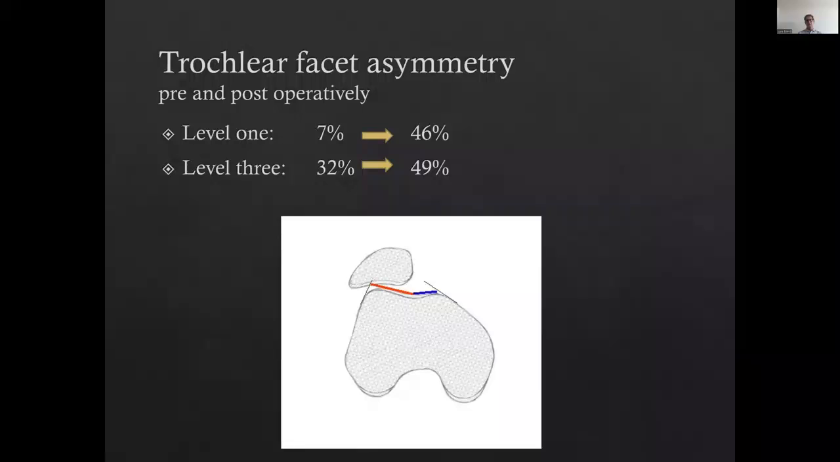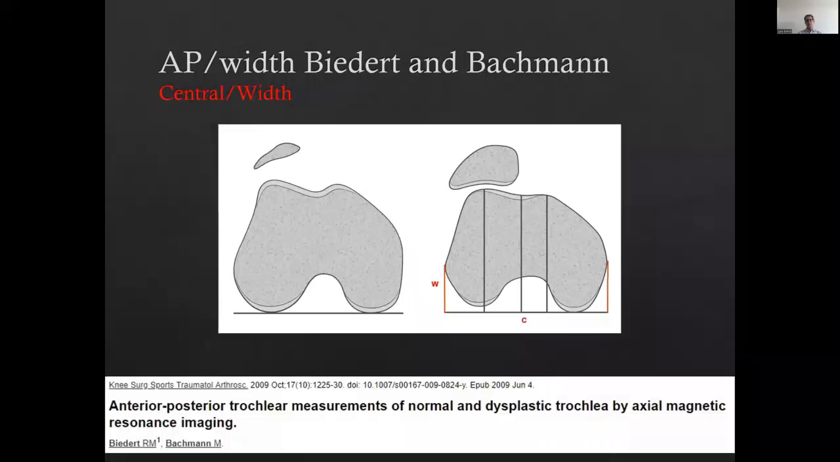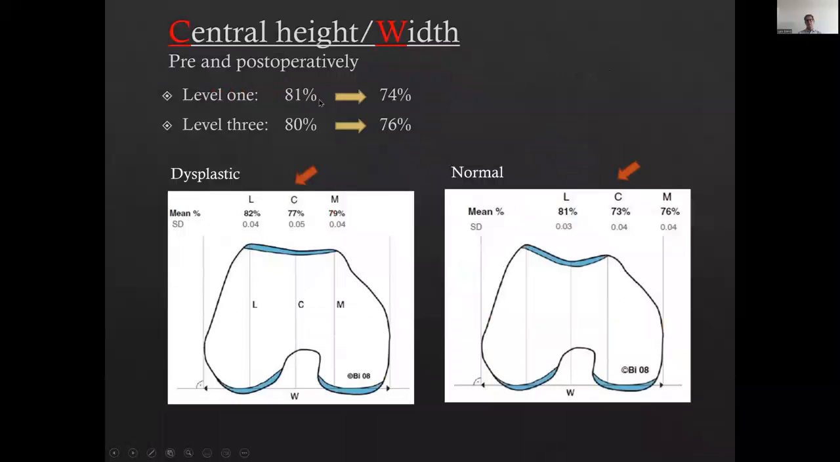Trochlear symmetry at level 1 went from 7% to 46%, and at level 3 from 32 to 49%, and this is normal. With respect to the anterior-posterior distance, this in the middle, divided by the width, it is an expression of whether there is too much bone in this area. Is the floor elevated?